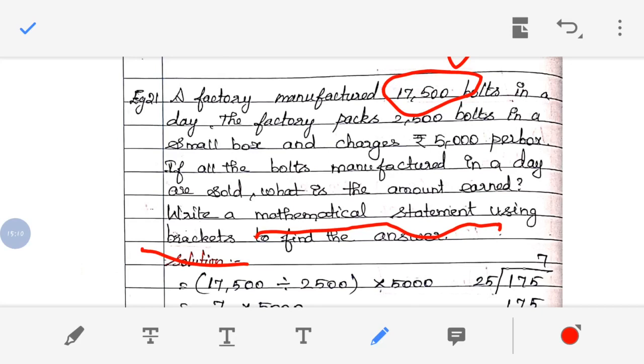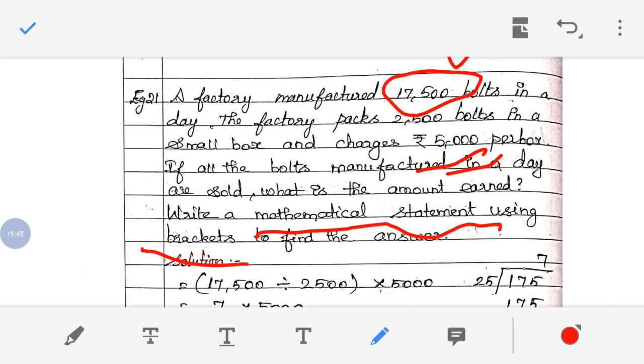These will be packed in small boxes, right? In one box there are 2,500 bolts, and the cost of one box is 5,000 rupees. In one box how many bolts are there? 2,500 bolts. Totally how many bolts did they manufacture? 17,500 bolts.